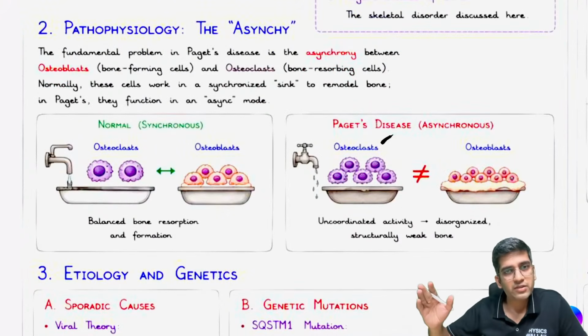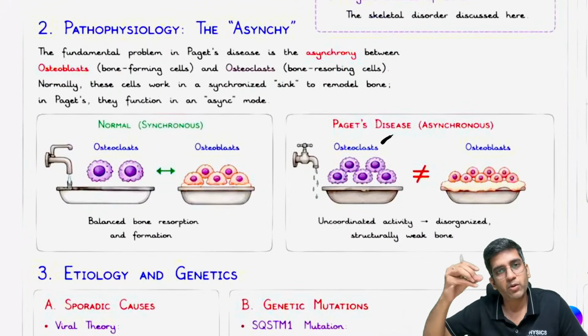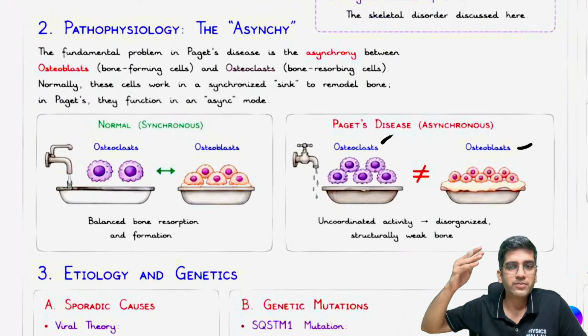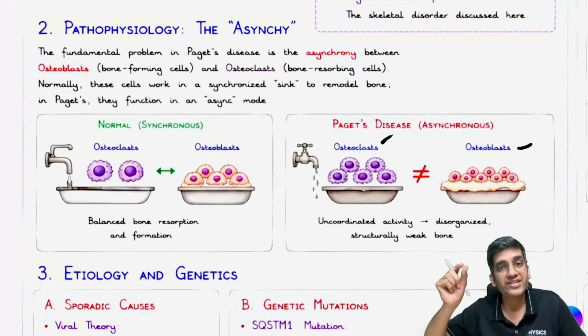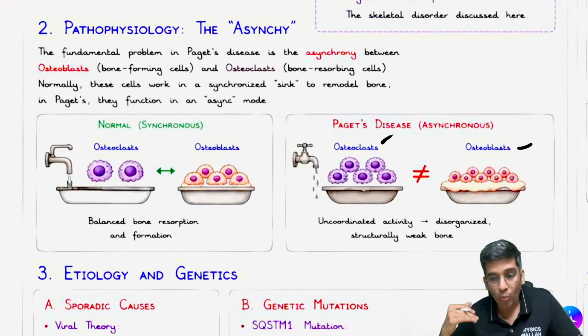Osteoblast will sometimes start functioning independently, keep on forming bone. Osteoclast sometimes keep on resorbing bone. They never function in sync. The asynchrony is the problem in Paget's. That's all. Why is there asynchrony?